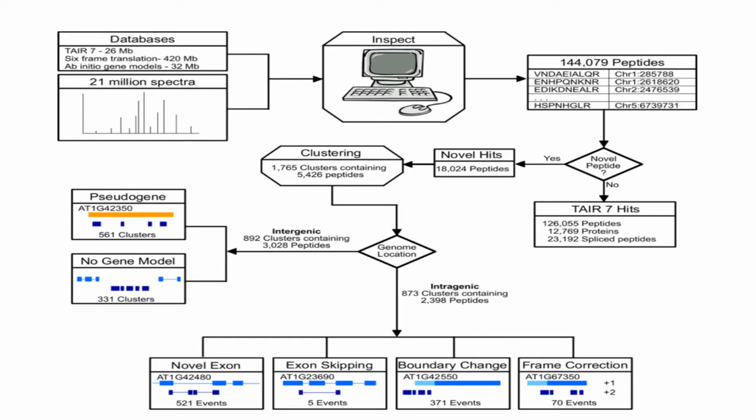If there is no novel peptide, then the gene models are refined using tier 7 hits, and the genes and the peptides are classified, for example the peptides, proteins, and the splice peptides. For determining the gene location, it's also classified according to novel exon skipping, boundary change, and frame correction. Here are the results given in the flowchart.